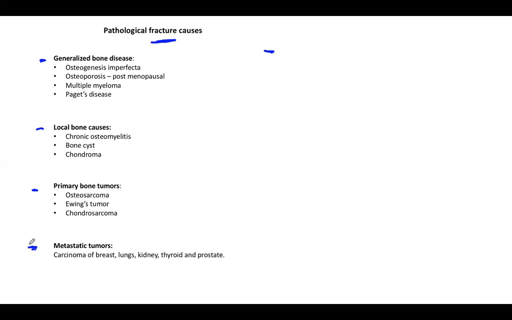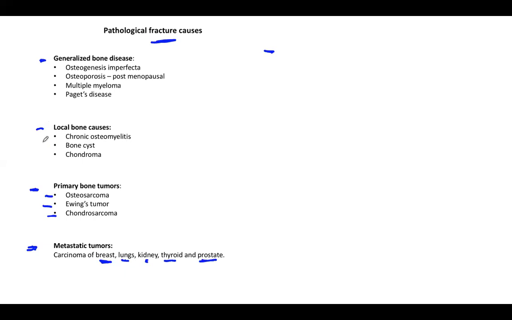Like metastatic tumors, we should know which tumors metastasize to bone: breast, lungs. These are the two main. Thyroid is not that commonly seen, but it's one of the reasons. Prostate, breast, lungs, kidney, thyroid, any of these metastases can end up suddenly in pathological fracture. Then primary bone tumors are osteosarcoma, Ewing's tumor, and chondrosarcoma. Any bone tumor actually, but osteosarcoma, Ewing tumor.